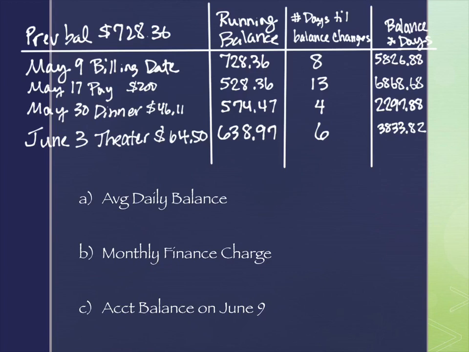All right, what we do next is we add up all 4 of those numbers that are in the thousands on the balance times days column. So I want you to add those up. So 5,826.88, 6,868.68, and so forth down. We're going to add them together.